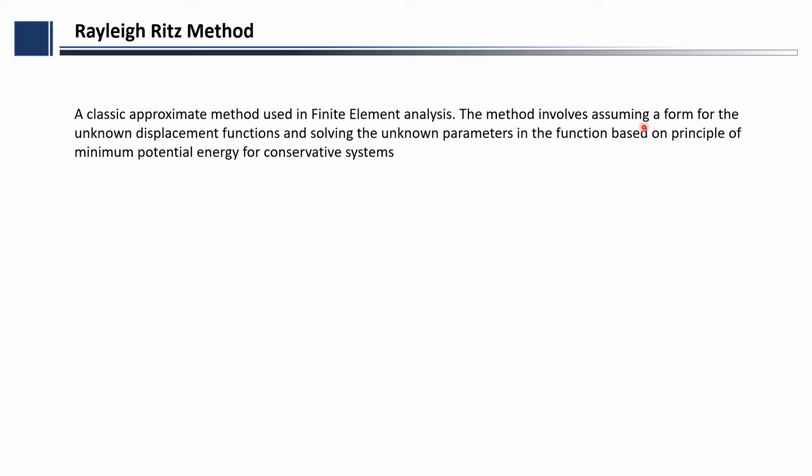This method involves assuming a form for the unknown displacement functions and solving the unknown parameters in the function based on the principle of minimum potential energy for conservative systems. This method only works for conservative systems.